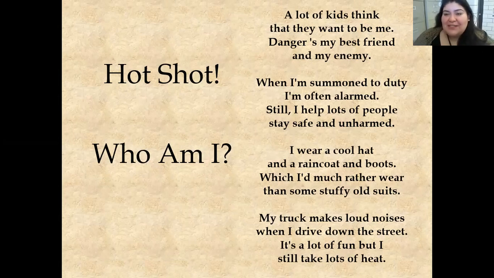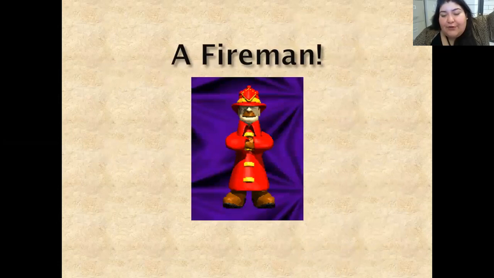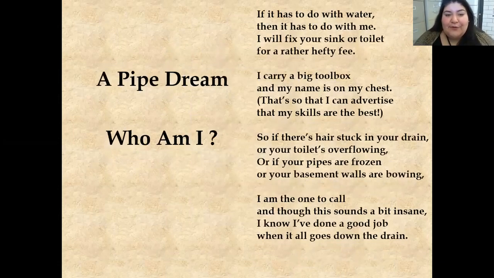Using my context clues, using my words that I just said, who do you think that I am? I want you to pause this video, write number two, and tell me who you think this person is. A fireman. If you got that right, perfect. But if you didn't, just go ahead and write on number two that it's a fireman. Moving on, here we go.